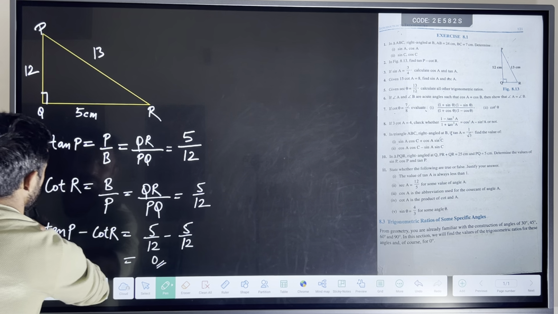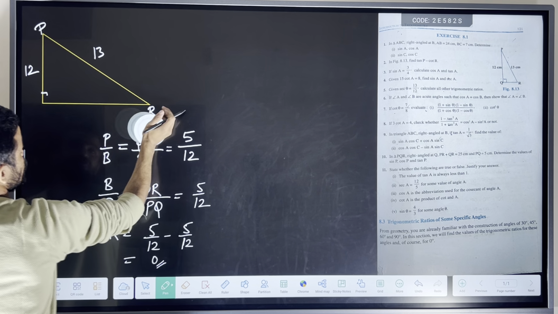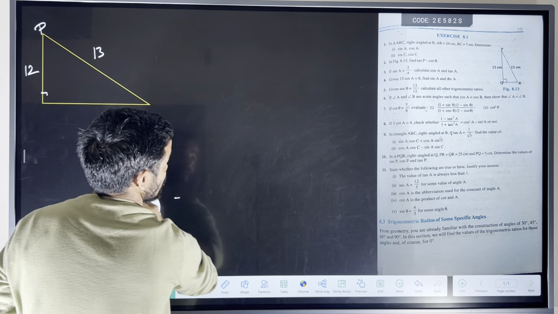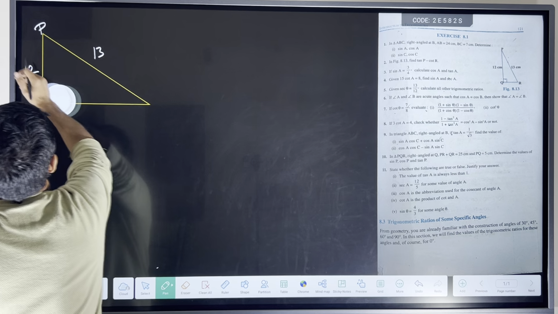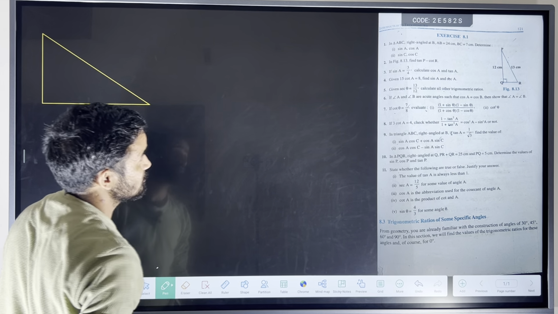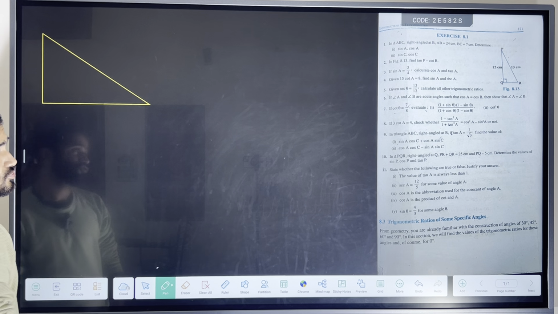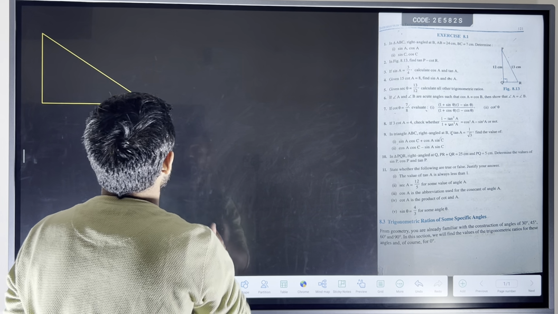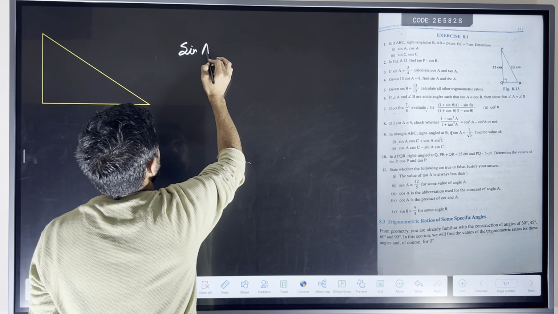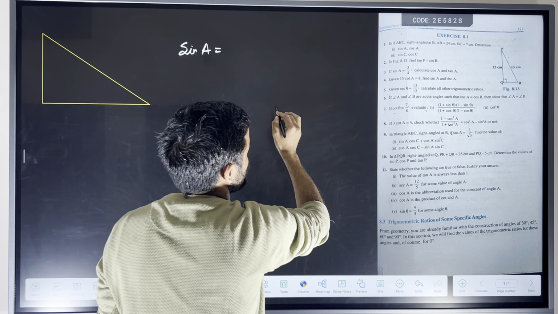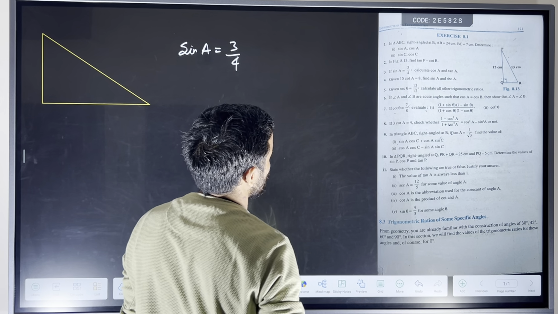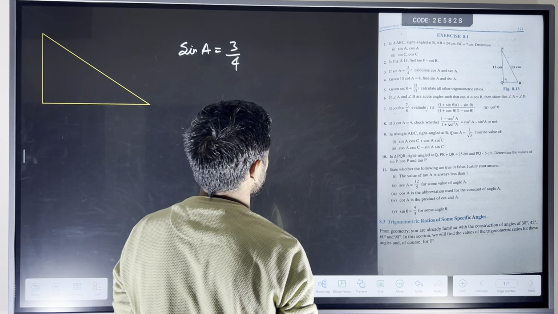Now move to question number 3. So this will be the last question for today, and we will see the rest in the next class. In question number 3 we have sine A is equal to 3 upon 4, and we have to find cos A and tan A.